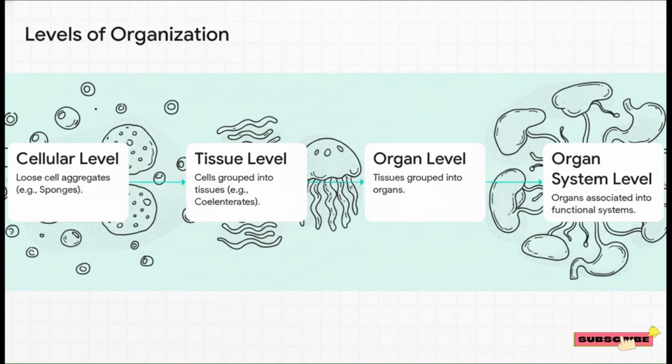You start at the cellular level with something simple, like sponges. They're basically just loose clumps of cells. Then you move up to the tissue level, where cells group together, like in jellyfish. From there, you get the organ level, and finally, the organ system level, where organs team up to do complex jobs. Just this one tool helps scientists make the first big cuts, sorting everyone into some initial groups.